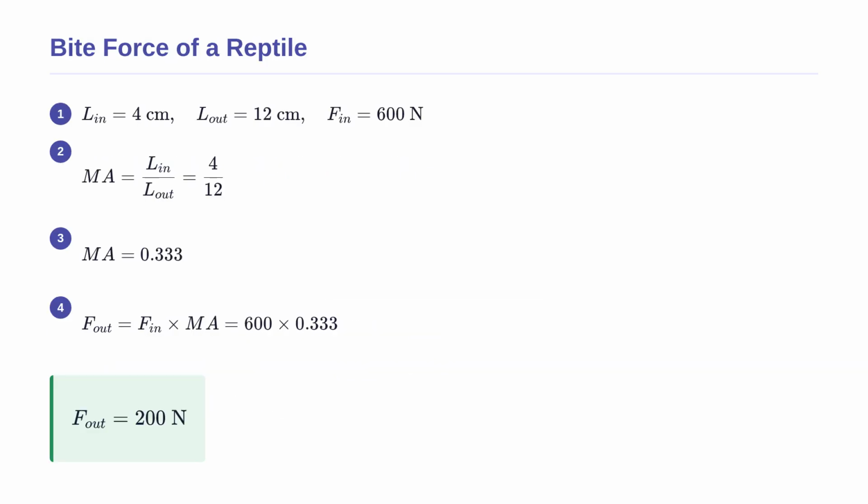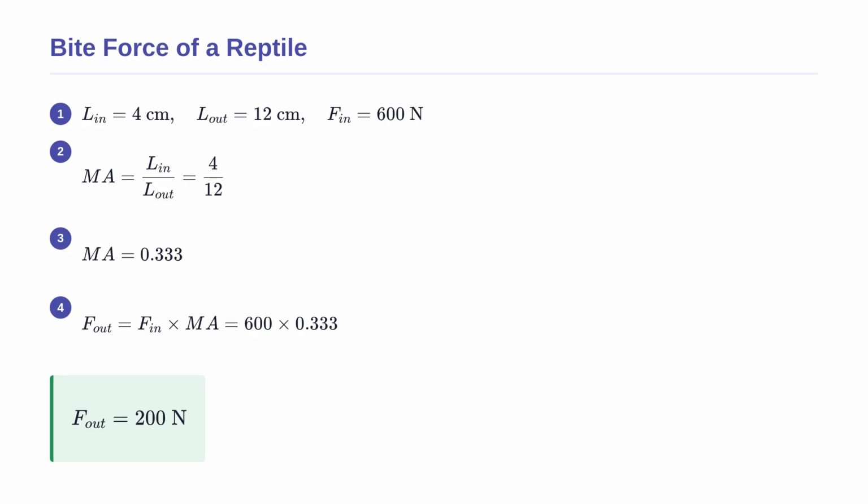Let us see this in action with a concrete example. Imagine we are studying a prehistoric reptile with an autostylic jaw suspensorium. We are given that the distance from the jaw joint to the muscle, the in-lever, is 4 centimeters. The distance to the front teeth, the out-lever, is 12 centimeters. The jaw muscles generate an input force of 600 newtons. We need to find the actual bite force.